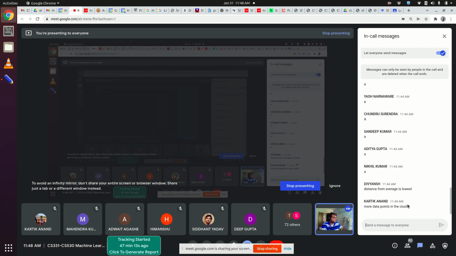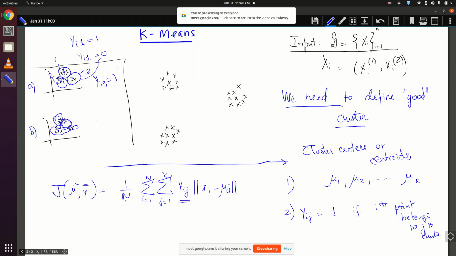Distance from the average is the lowest, more data points in the cluster. Okay, so what is this trying to do? It is trying to find out the average distance from every point to its corresponding cluster.